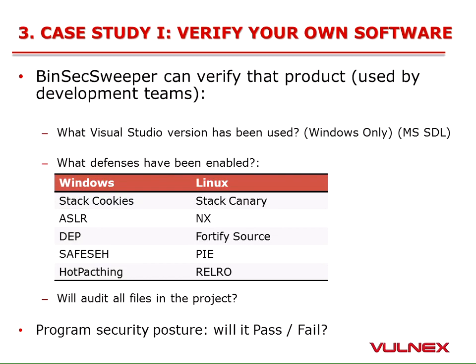For example, we can also check, for Windows or Linux, if we have a product on both, what defenses have been enabled or not in our product, right? And we can also audit all the files. At the end, what we want to gain from this is whether our product is passing or failing. Are we showing that we have a nice security posture? At least, are we trying to do our best to secure our product or not?